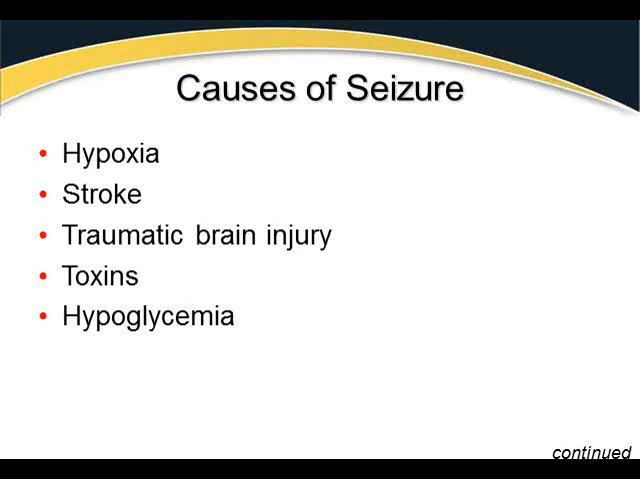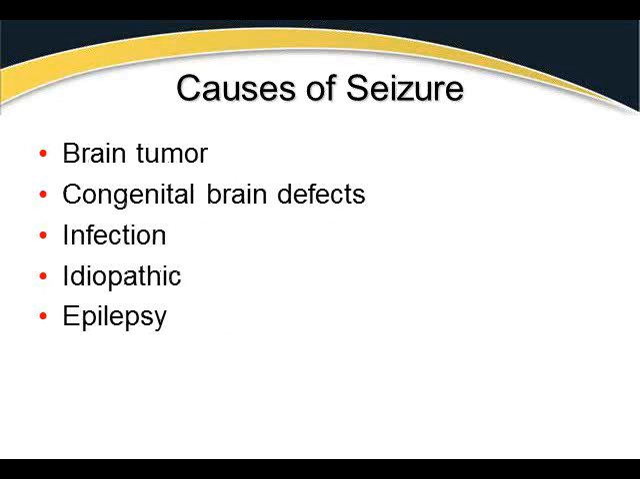if you have an area of the brain that's become hypoxic, or you have an area of brain that's under a lot of pressure because it's bleeding around it, that can cause a seizure. Traumatic brain injury, so part of the brain's been bounced around in there and either bleeding or bruised. And then toxins, like I mentioned earlier in this lecture. Toxins can get in there and they can disrupt the normal activities of the brain tissue.